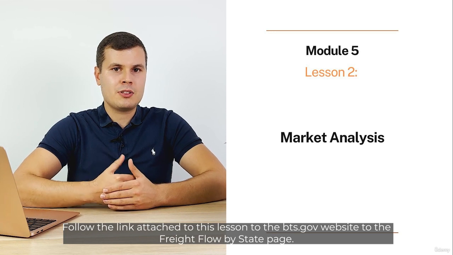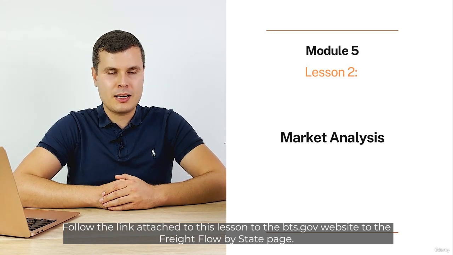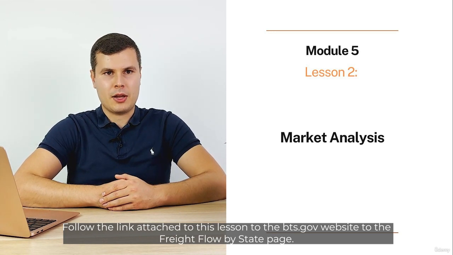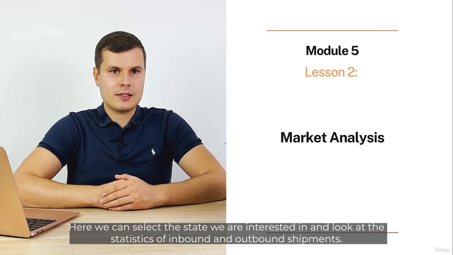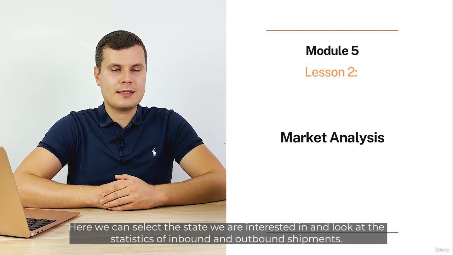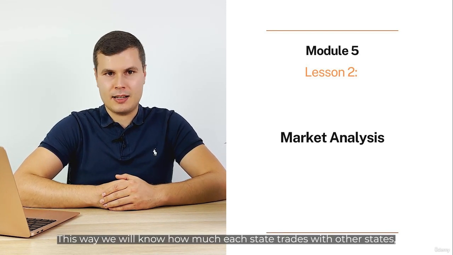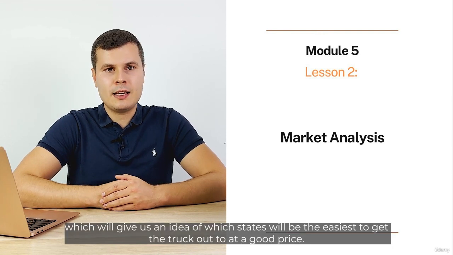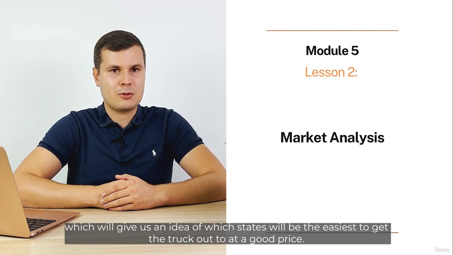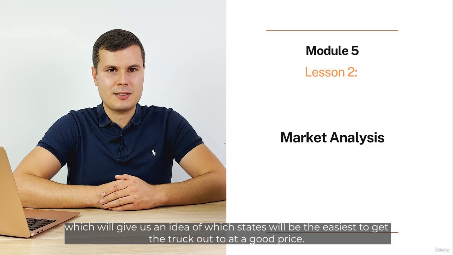Follow the link attached to this lesson to the bts.gov website to the freight flow by state page. Here we can select the state we're interested in and look at the statistics of inbound and outbound shipments. This way we will know how much each state trades with the other states, which will give us an idea of which states will be the easiest to get the truck out at a good price.